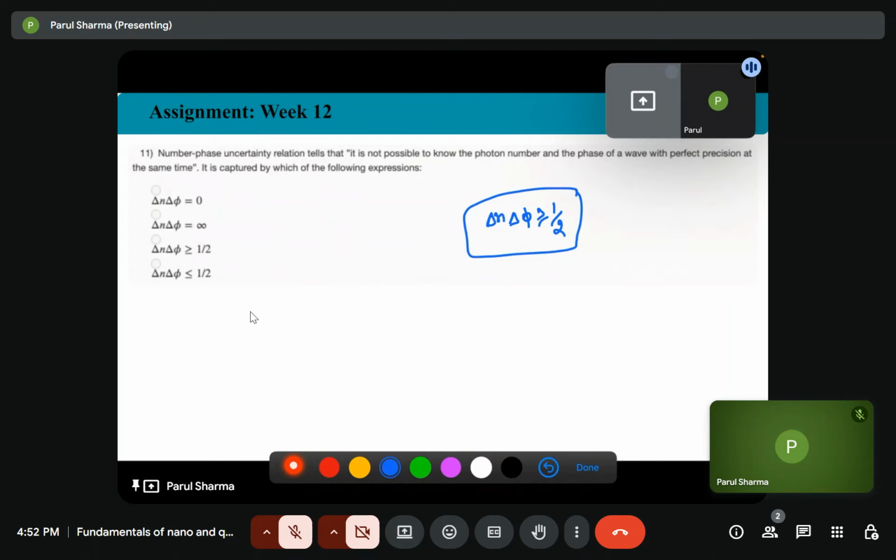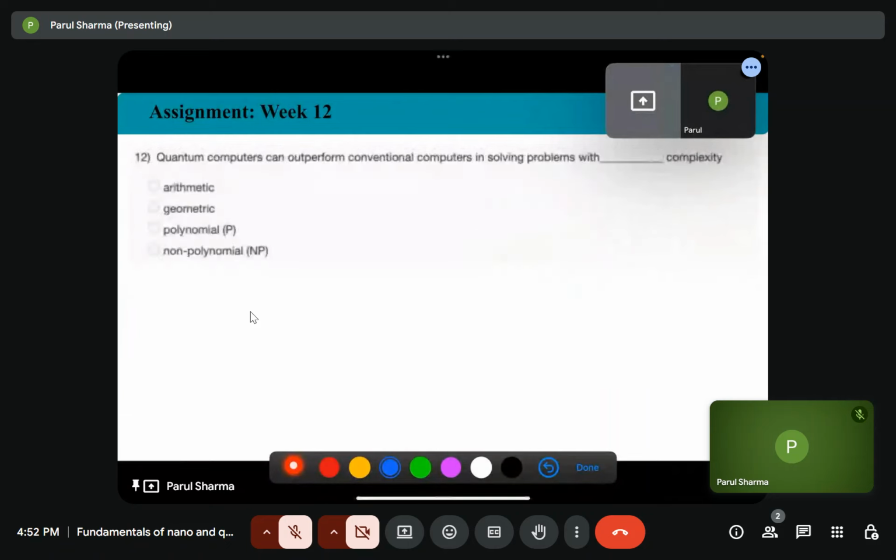So if we have the large number of photons, phase will be indeterminate.